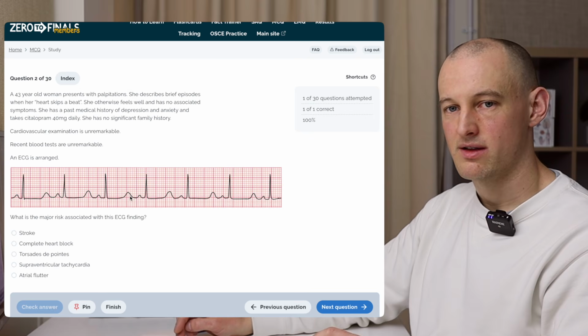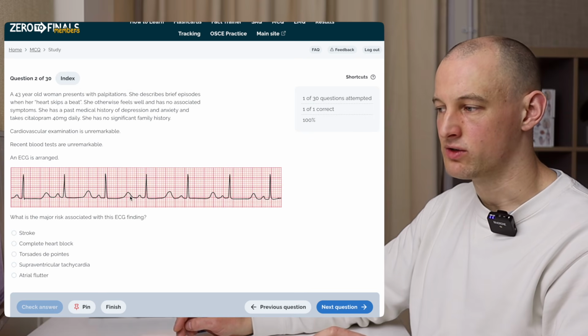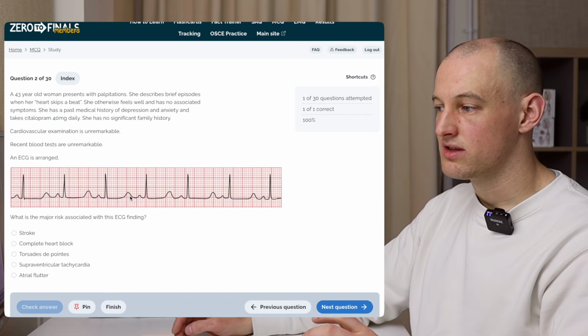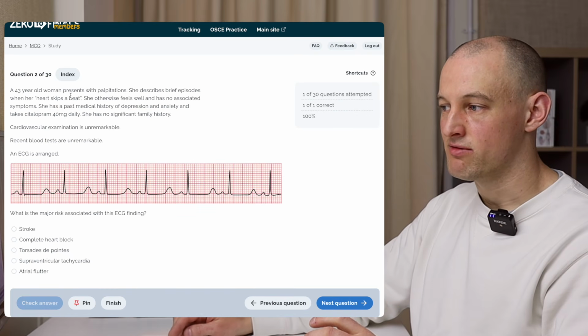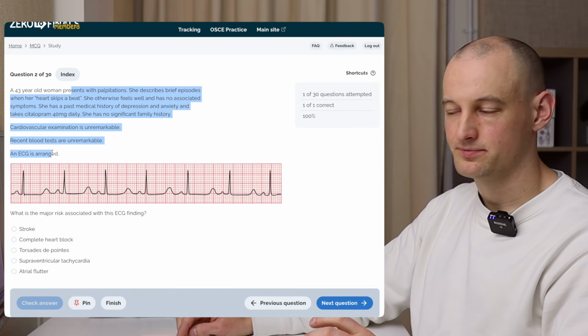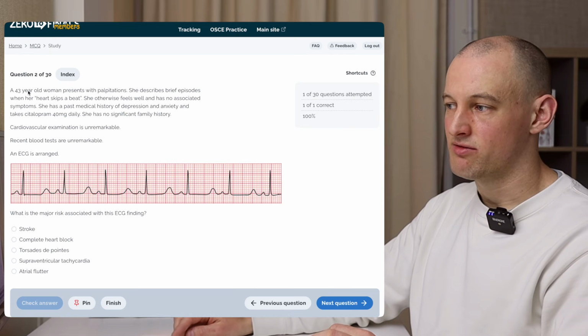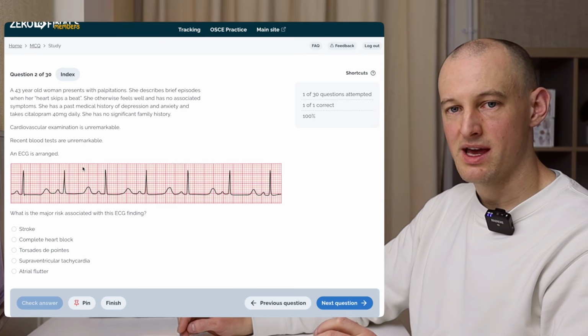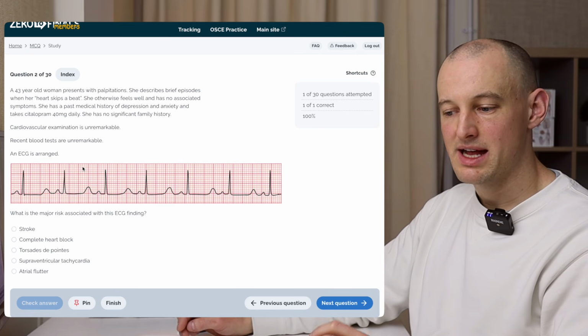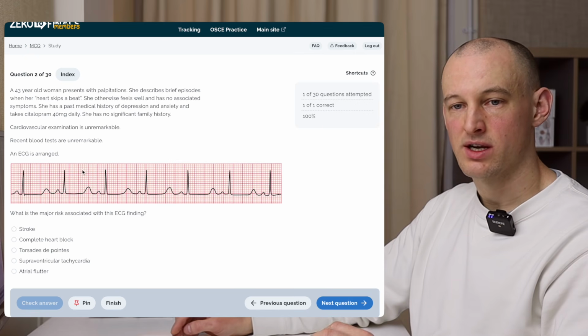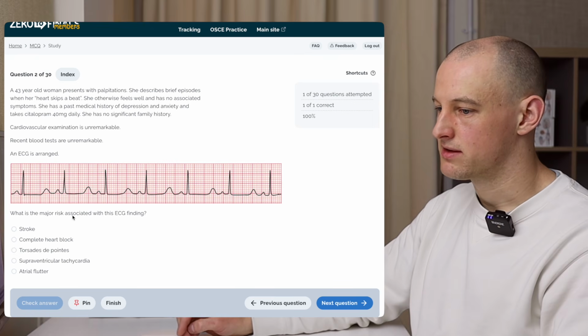This looks like prolonged QT interval. And then you can actually skip reading through a lot of this stuff. But if you can't skip it, when you go back and read through this, you'll be able to better pick out the relevant information because you know what the question is going to ask.